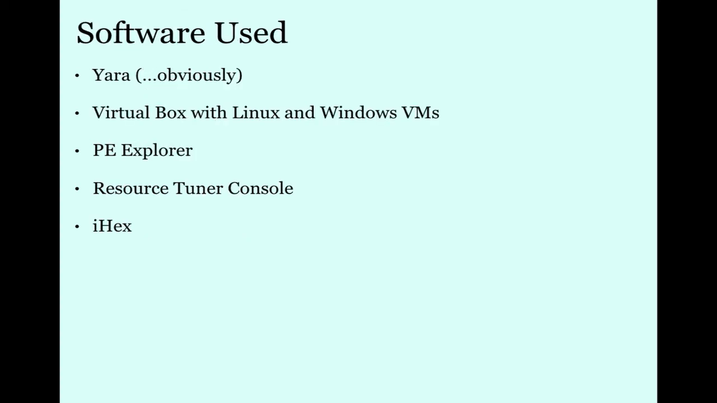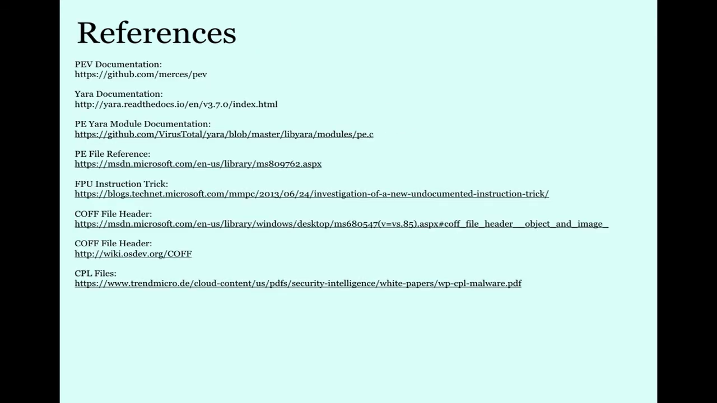As far as what I used in this process, obviously the YARA library was necessary. I also used VirtualBox with Linux and Windows VMs. Windows was necessary to run PE Explorer and some of those other files. I also used files that existed already on the Windows VM to modify to get my stock PE images. PE Explorer, obviously, to run on the Windows VM. The Resource Tuner console, which is similar to PE Explorer, it's by the same developers, also to help me change some of the values in the PEs as needed, and iHex, a hex editor.